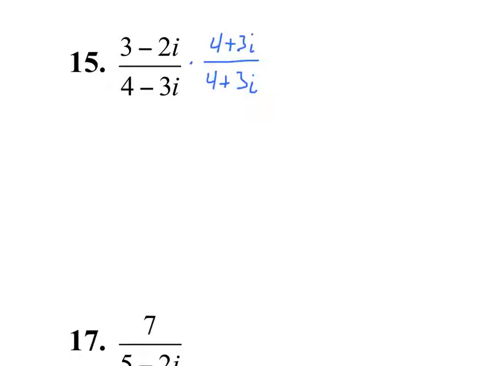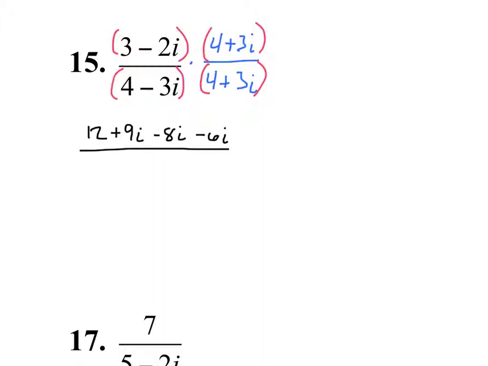All right, so we're going to multiply top and bottom by that, which means we have to do a lot of FOILing. On top we have 3 times 4, 3 times 3i, negative 2i times 4, negative 2i times 3i, over 4 times 4, 4 times 3i, negative 3i times 4, and negative 3i times 3i.